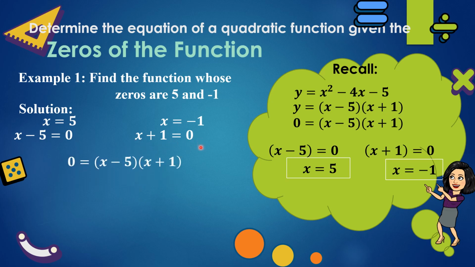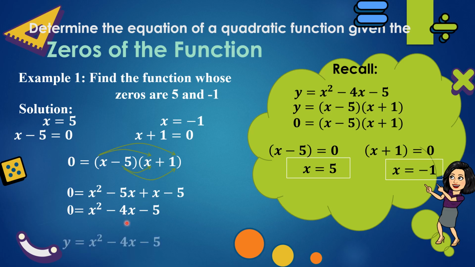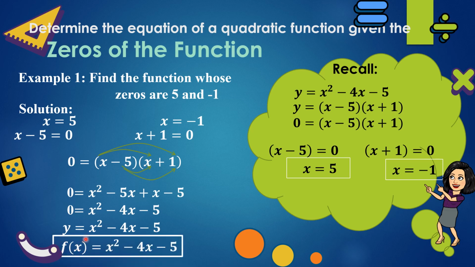Now multiply the factors. X times x, x squared, x times 1, 1x, -5 times x, -5x, -5 times 1, -5. Combine like terms, -5x plus x is -4x. So the equation whose zeros are 5 and -1 is y is equal to x squared minus 4x minus 5.